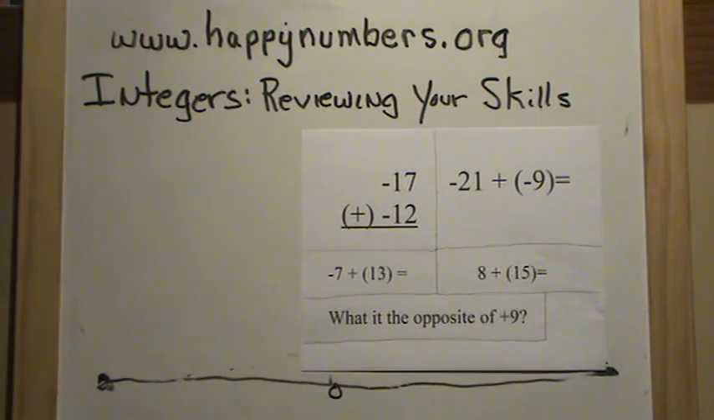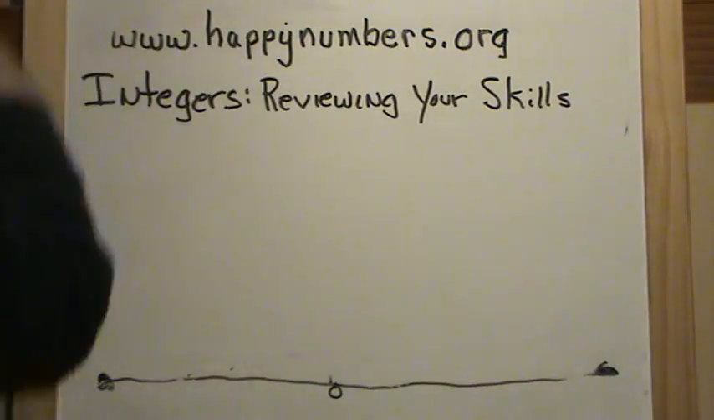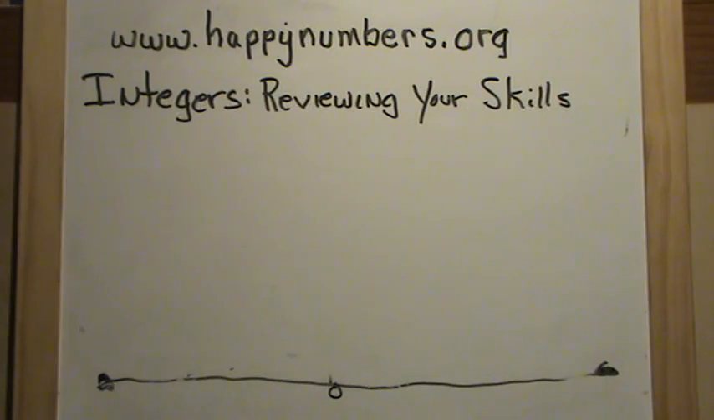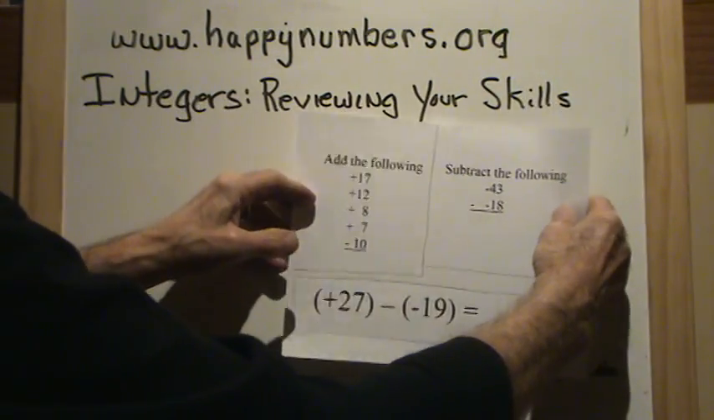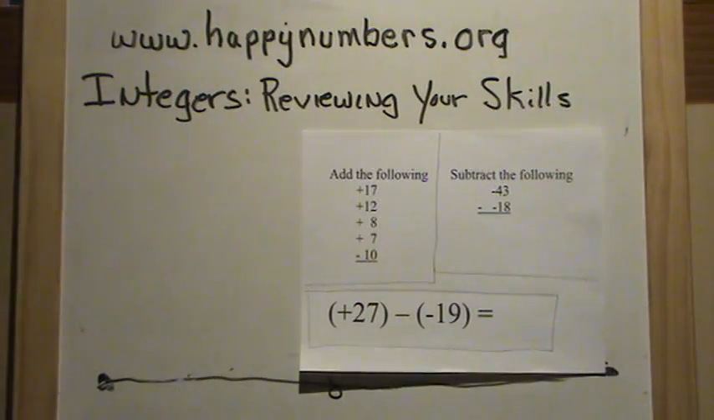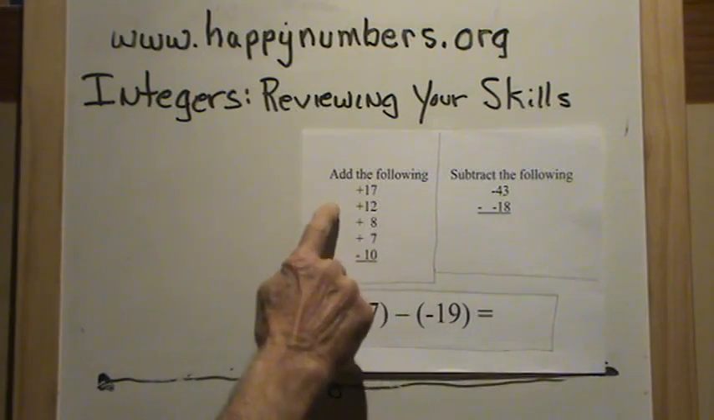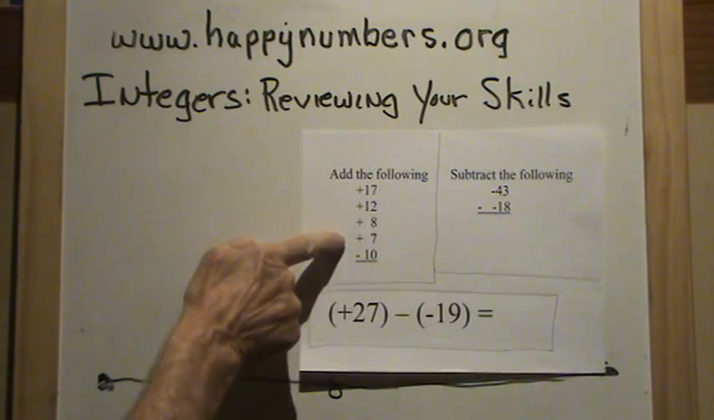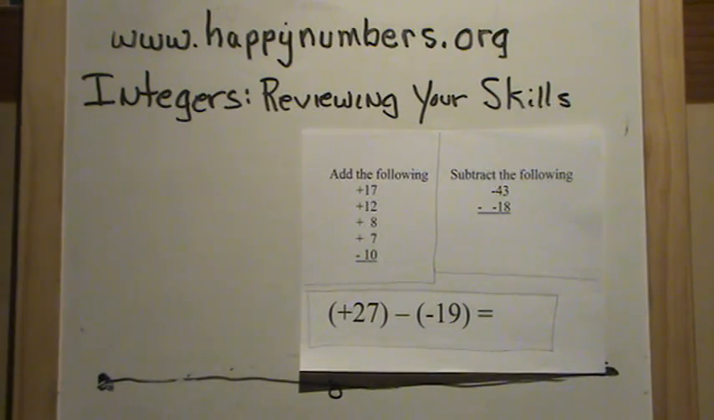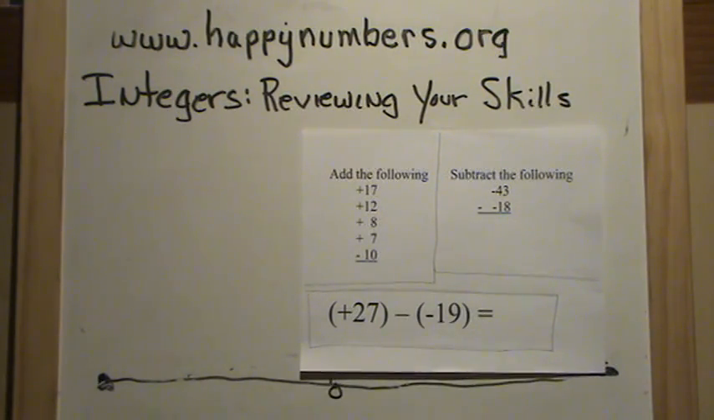Let me put the next series of problems up here. Okay, so it says add, you have 3 problems, 1, 2, and 3. It says add the following, so you have positive and negative numbers here, you have to add them. And now this is a subtraction problem, and this is a subtraction problem. So put your DVD or video on pause and work those, and then come on back.